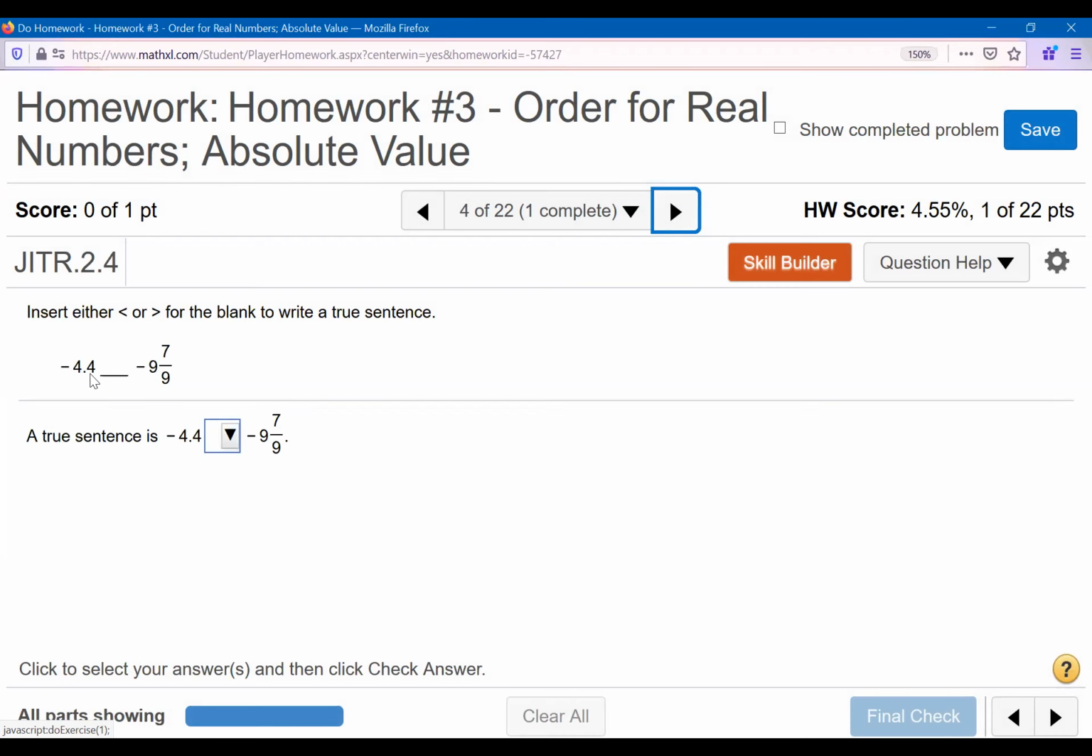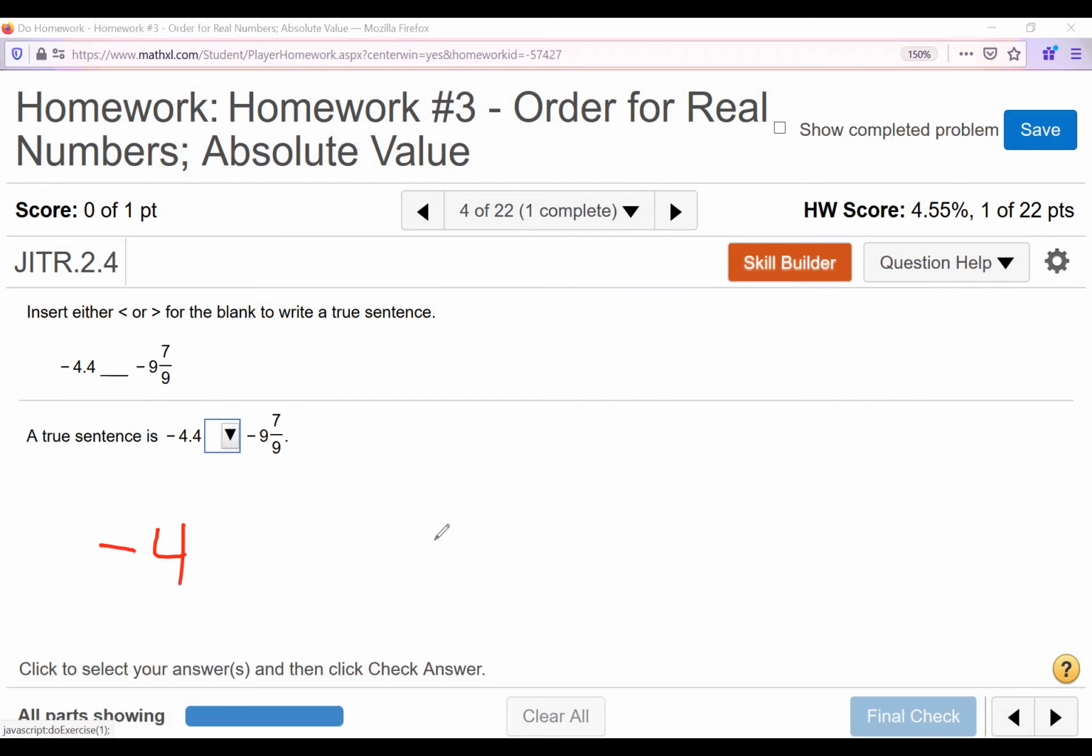This is -4.4 and then -9 7/9. Now what I was originally going to have us do is change that fraction into a decimal. But here's the thing, we don't really need to because -4 and -9, those are really the things we're comparing. The decimal or fraction that comes after it's not going to change the ultimate final answer. Okay, so just think about -4 compared to -9. -4 is further to the right on the number line.